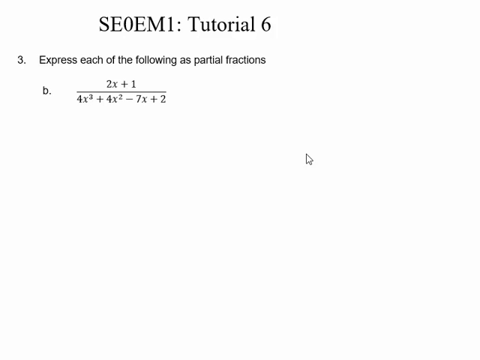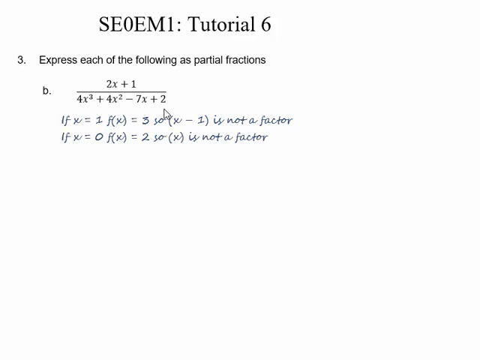So let's try x equals 1. When x equals 1, we've got 4 plus 4 is 8, minus 7 is 1, plus 2. So when x is 1, the denominator is equal to 3, so x minus 1 is not a factor. When x is equal to 0, the denominator is equal to 2, so x obviously isn't a factor. When x equals minus 1, we're going to get minus 4 plus 4, so that's 0. Then we're going to get plus 7 plus 2, so that's going to be 9.